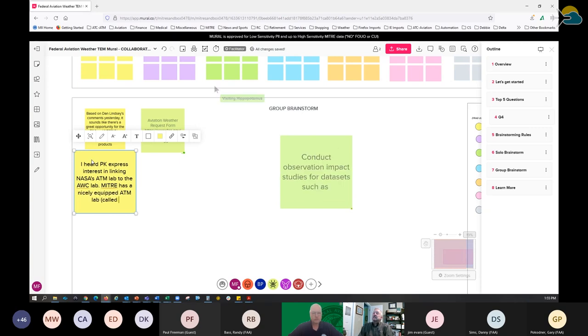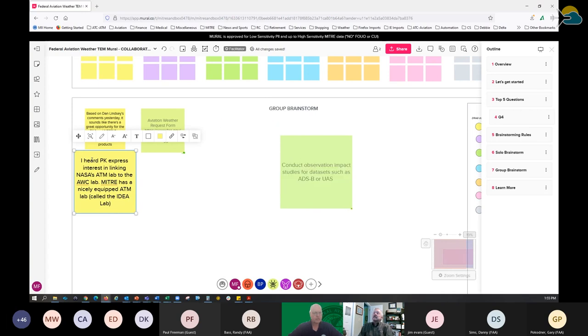I see a couple of new ones coming in here. I heard PK expresses interest in linking NASA's ATM lab to the AWC lab. MITRE has a nicely equipped ATM lab called Idea Lab. Is that you, Matt?